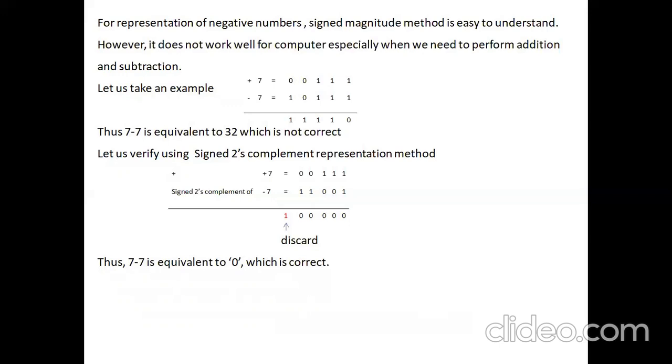But in this case, what happened? 7 minus 7 should be equal to 0. But what we got was 32, which is not correct. So the sign magnitude representation will not work well when we are performing addition or subtraction.